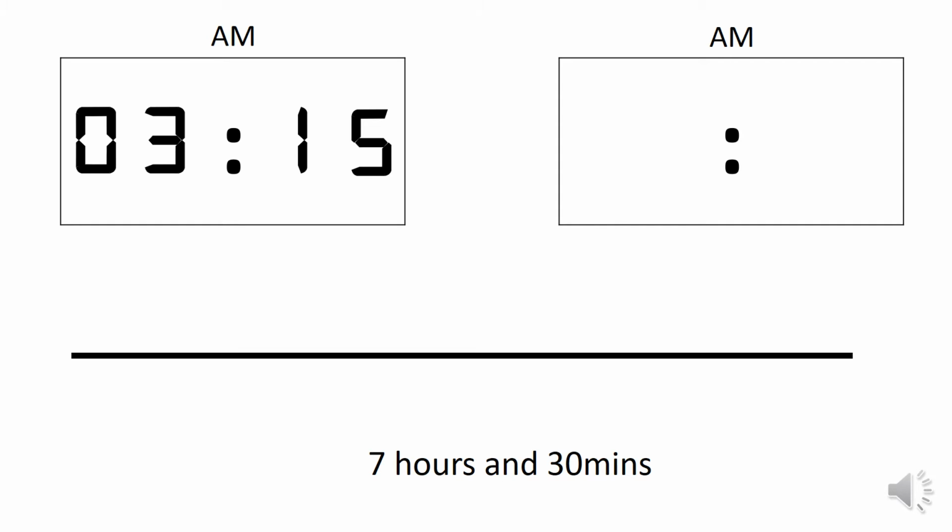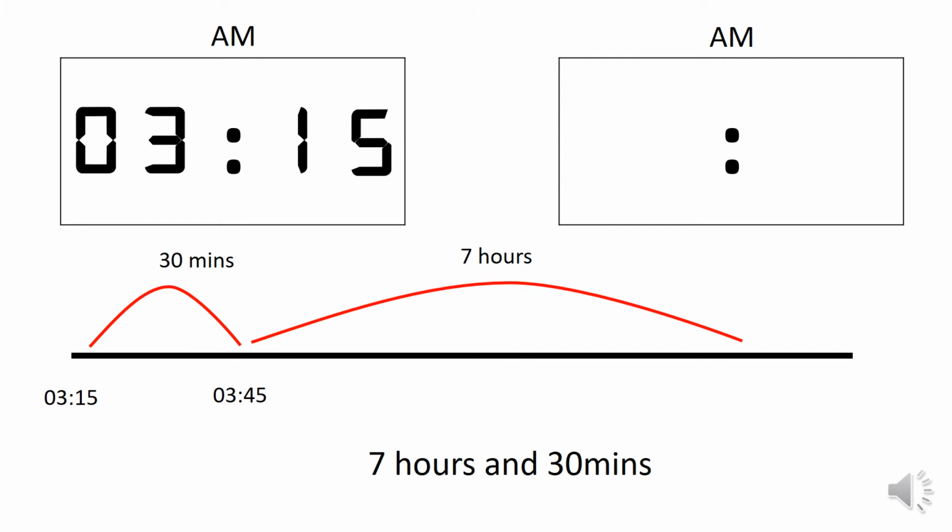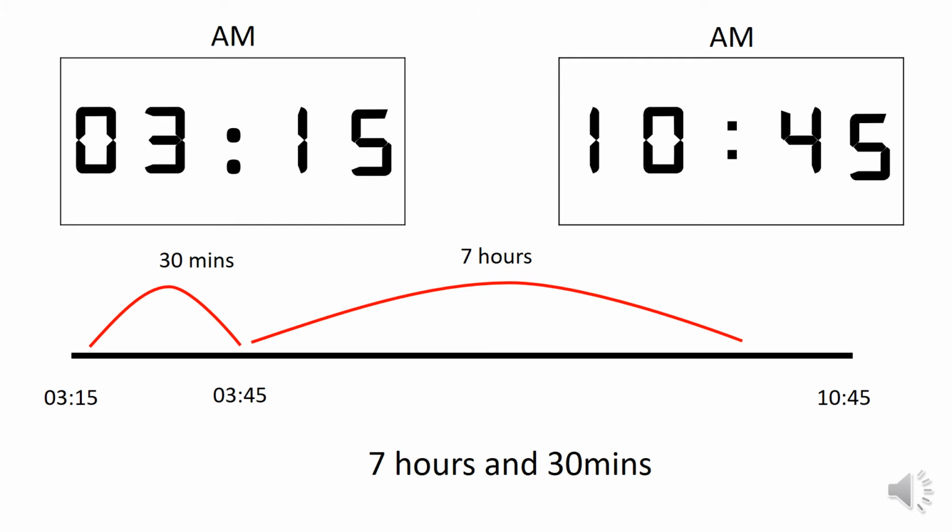So I draw my line, put on my first time of 3:15, and then I'm going to add on the 30 minutes first, which gets me to 3:45. And then I'm going to add on the 7 hours, which gets me to 10:45. So 3:15, adding on 7 hours and 30 minutes, gets to 10:45 a.m.